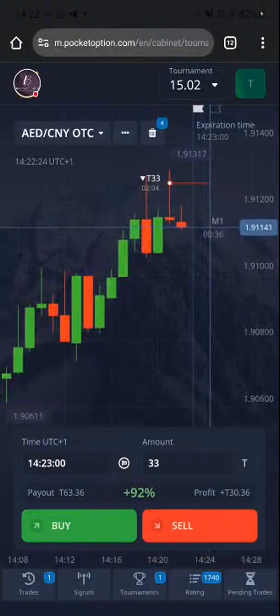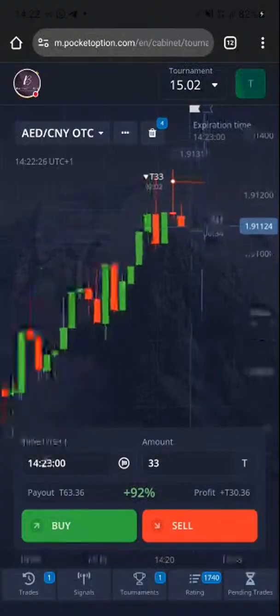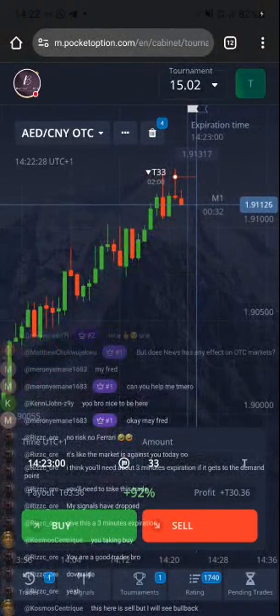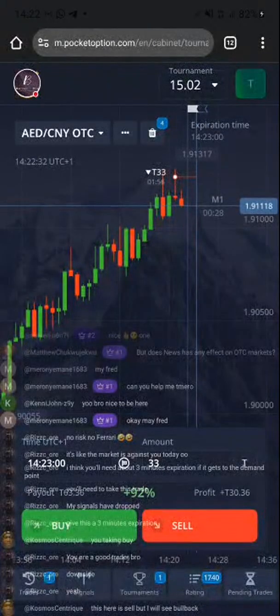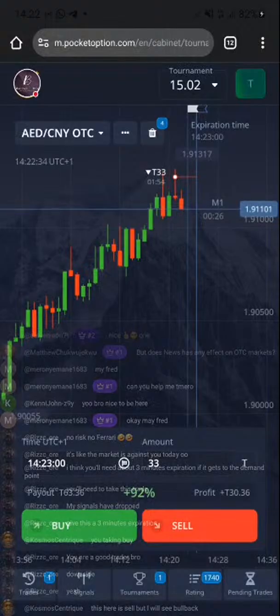I usually don't use indicators basically. I read the. Hey Cosmos, how are you today? This here is sell, but I will see bulls come back.